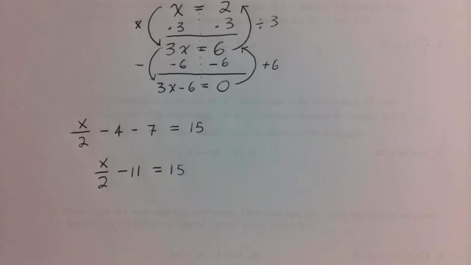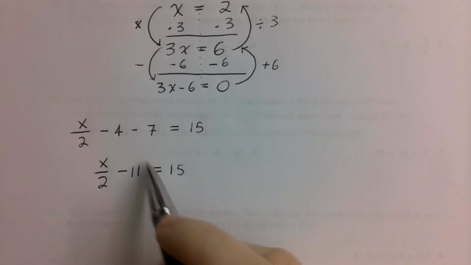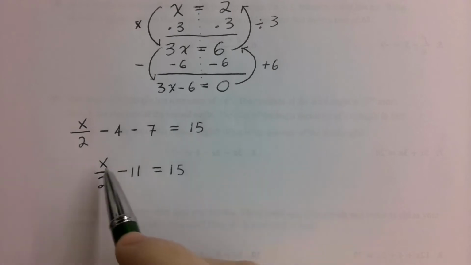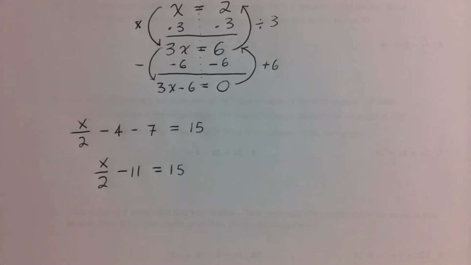Now, here is the question. Do I want to undo this subtracting 11 step first, or do I want to undo this dividing by 2 step first? And it's hard to say unless you know the rule.